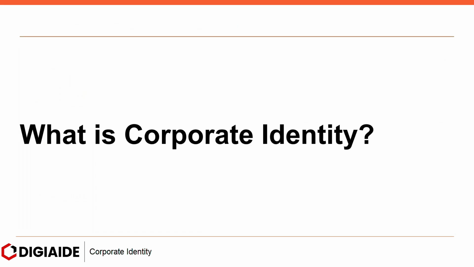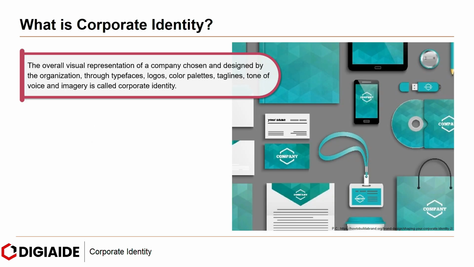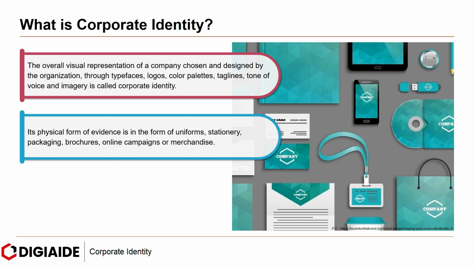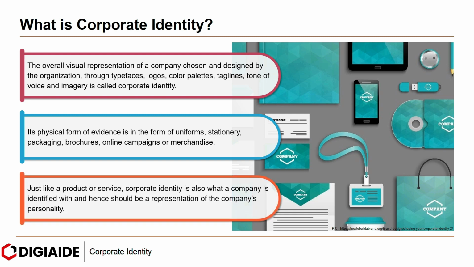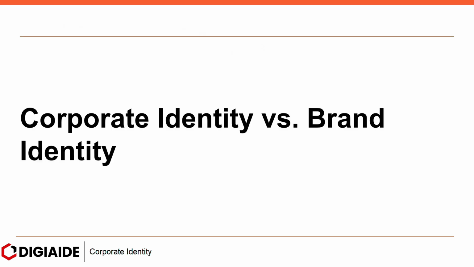Moving on to what is corporate identity. The overall visual representation of a company chosen and designed by the organization through typefaces, logo, color palettes, taglines, tone of voice, and imagery is called corporate identity. Its physical form of evidence is in the form of uniforms, stationery, packaging, brochures, online campaigns, or merchandise. Just like a product or service, corporate identity is also what a company is identified with, and hence should be a representation of the company's personality.